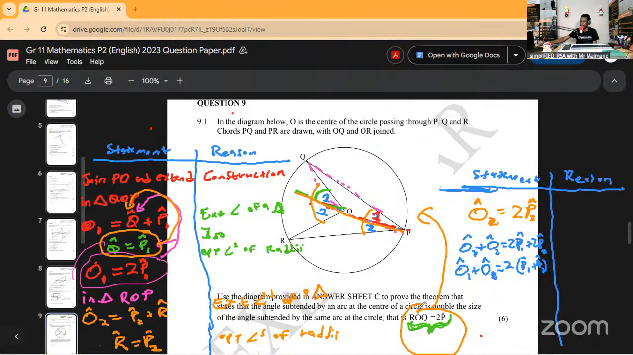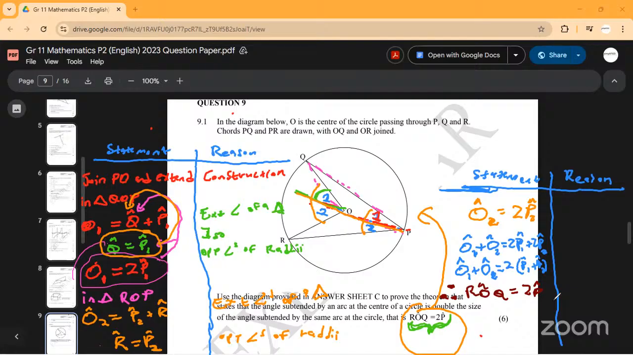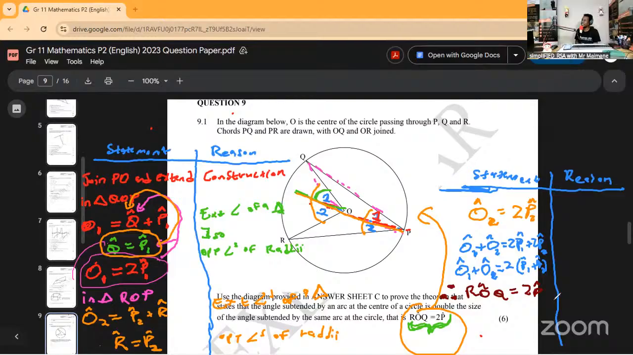So you just say, therefore, ROQ is equal to 2P, because P1 and P2 make P, and O1 and O2 represent that. Okay, yes. Are we done? We're done. That's the proof. That's what we were just proving. Remember, our goal was just to prove this thing.